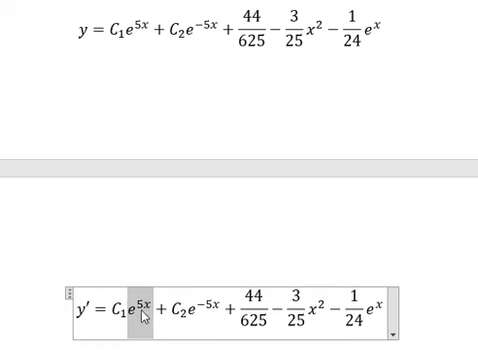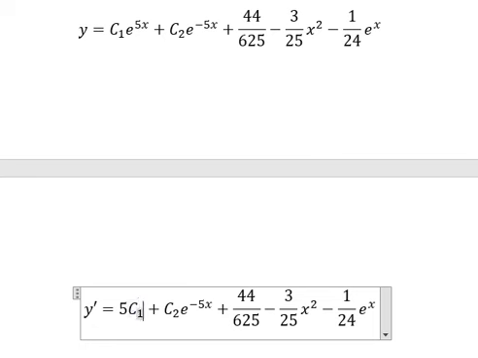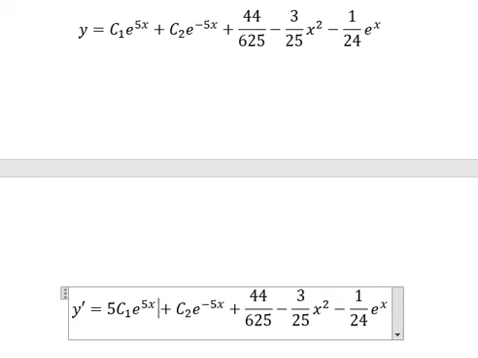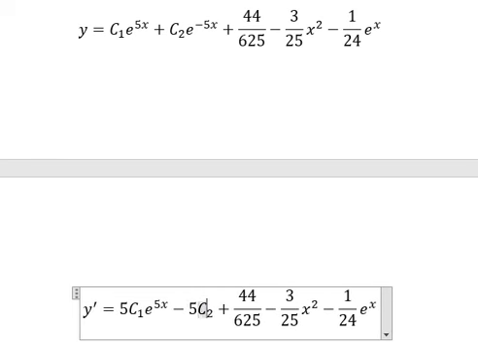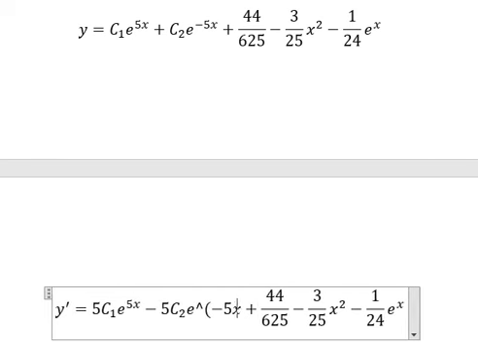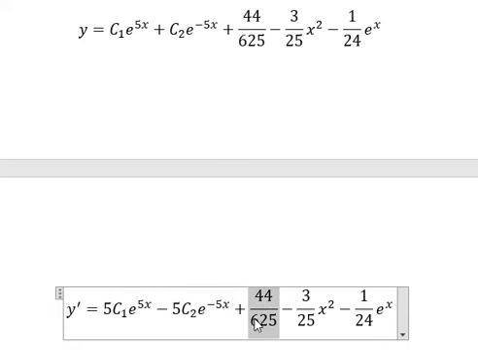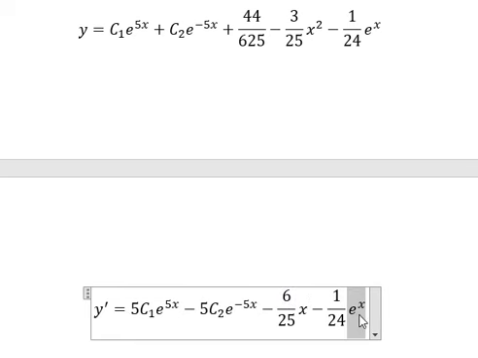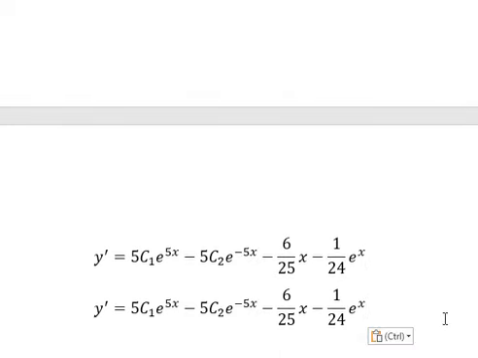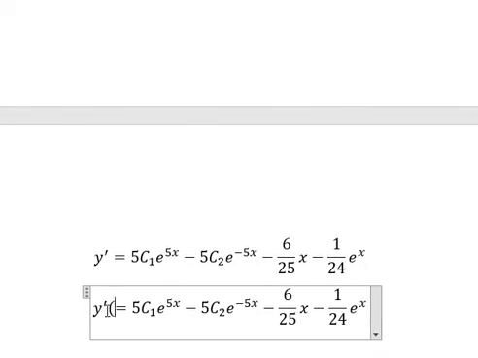First derivative of e to the power of 5s, we have 5e to the power of 5s. This one we have negative 5 e to the power of negative 5s. This one is the constant, so you got 0. This one we have 2s, 2 and 3, we have 6. This one we keep the same. And now we put 0 for both sides.